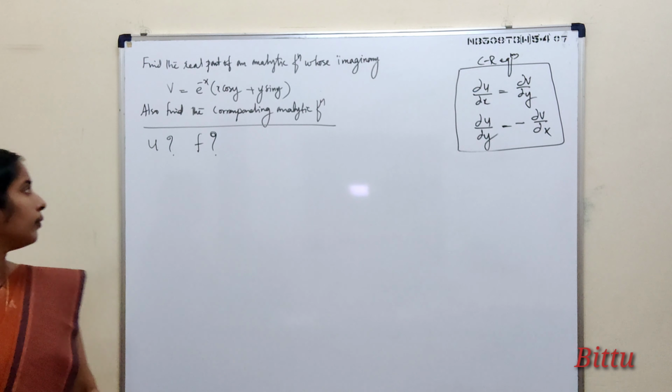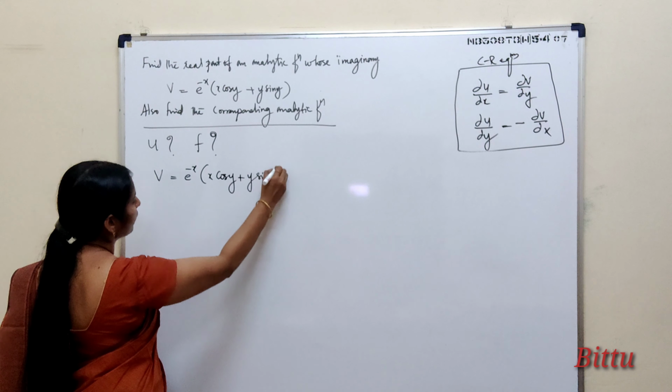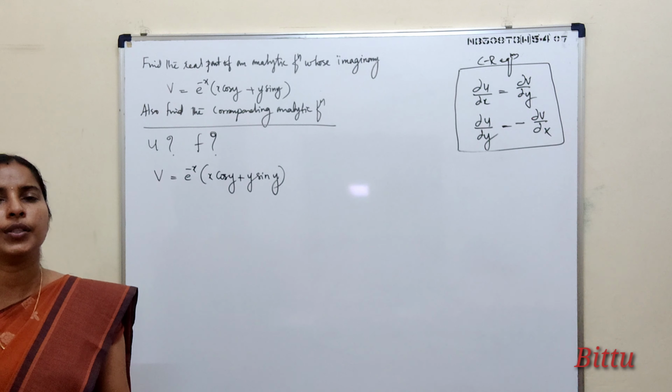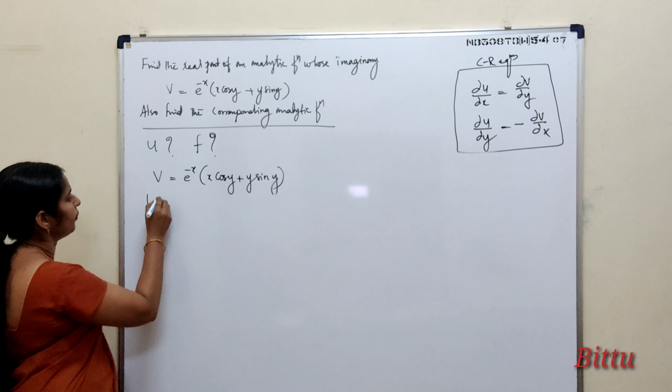v is given. What is v? v is equal to e^(-x) into (x cos y plus y sin y). See, u is really the harmonic conjugate of v. So, for getting u, find its conjugate. Let u be the conjugate of v.